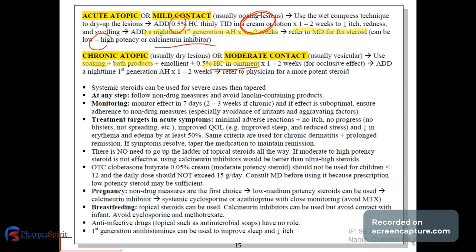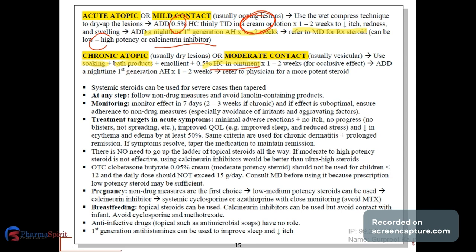So the management approach is very basic. Some hydrocortisone, 0.5% first, no help. Nighttime first generation antihistamine, no help. We send the patient to the physician for assessment for a more potent steroid or to get some calcineurin inhibitors.